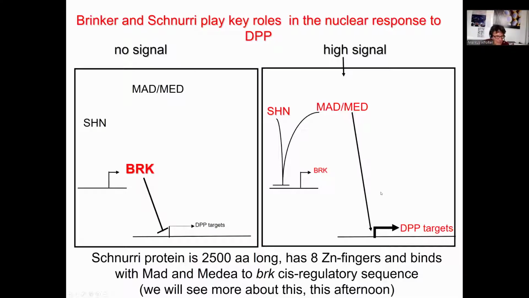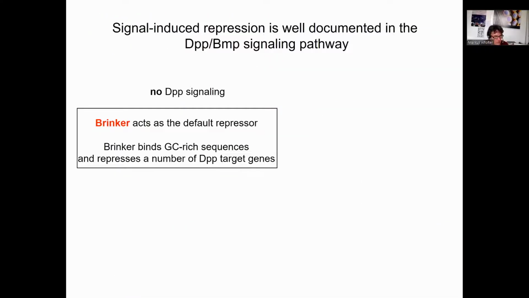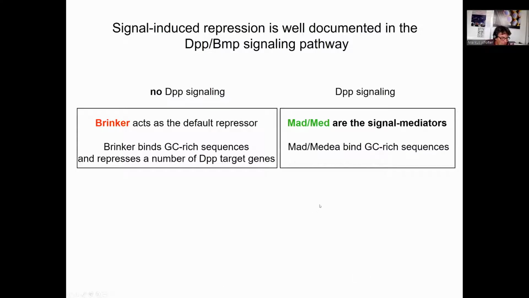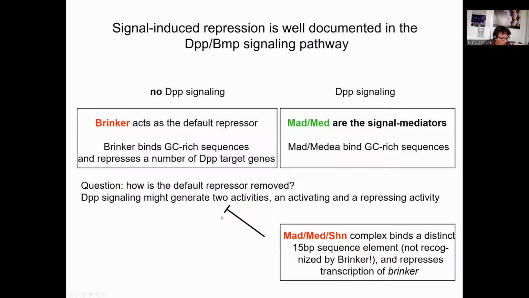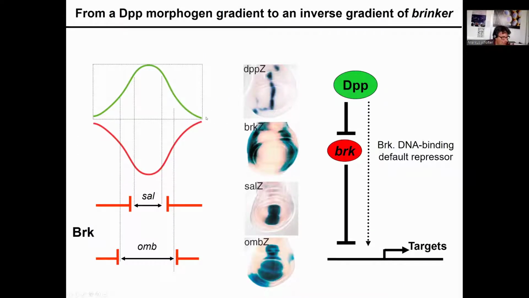So a few slides. This is the nicest DNA element that has ever been defined in flies. 15 base pairs, we know the role of each and every nucleotide. But it took a few years. It took many years. So Brinker is this default repressor. Let me see where we go. So how did we do it?